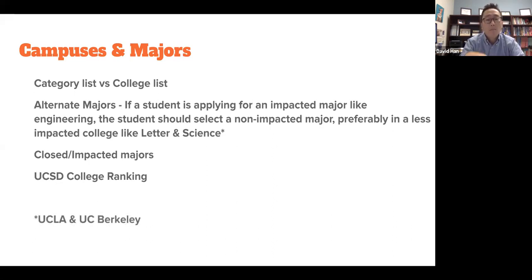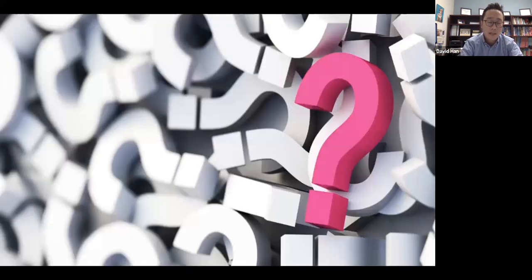Okay. I also wanted to talk about the alternate major for UCLA and Berkeley. If your intended choice is engineering, your alternate major will not be considered for UCLA, and for Berkeley, you only get one chance.